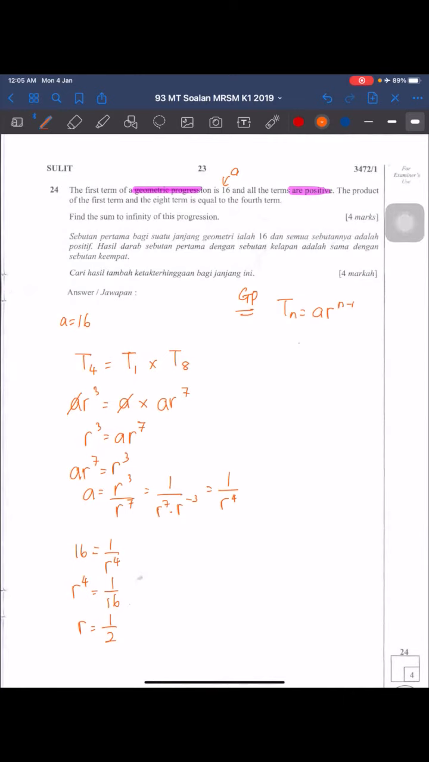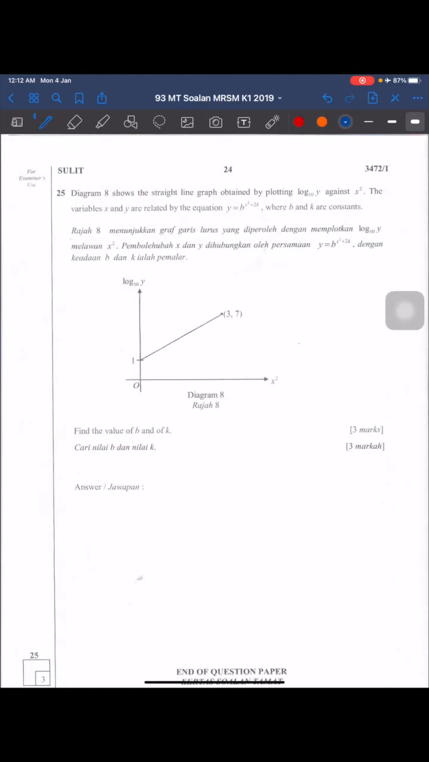So, saya boleh kira lah. So, S infinity is equals to A over 1 minus R. So, A is 16 over 1 minus R, 1 minus 1 over 2. So, tekan calculator, 32. Okay. So, di sini tolong hati-hati kawasan ni lah. Jangan careless. Okay, last question, number 25.